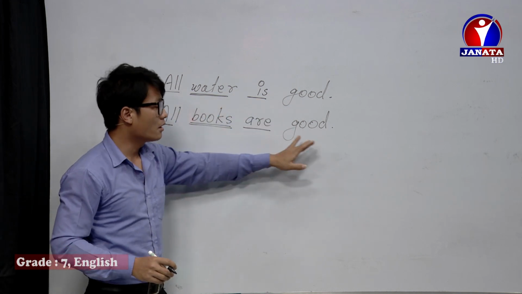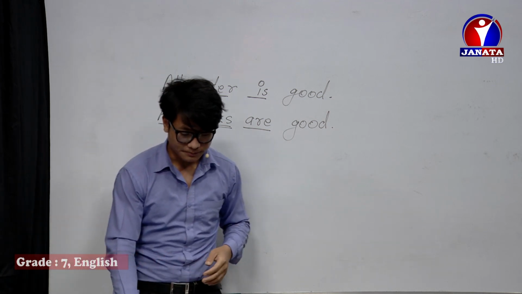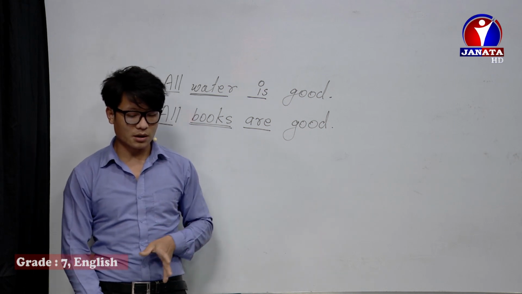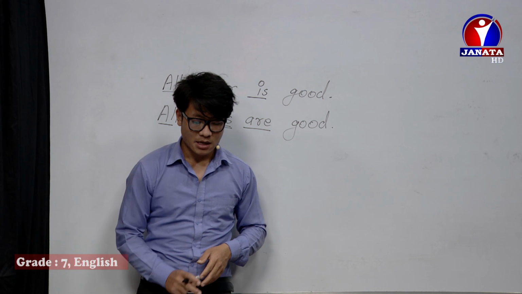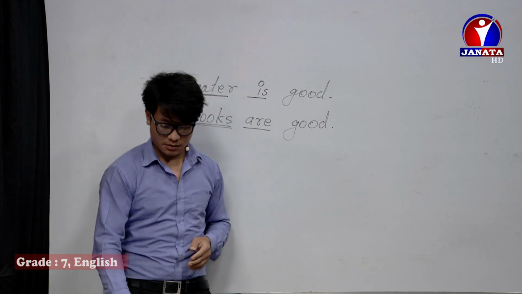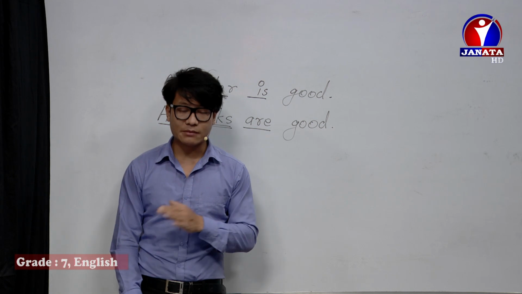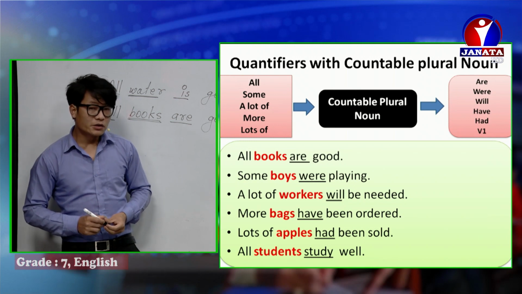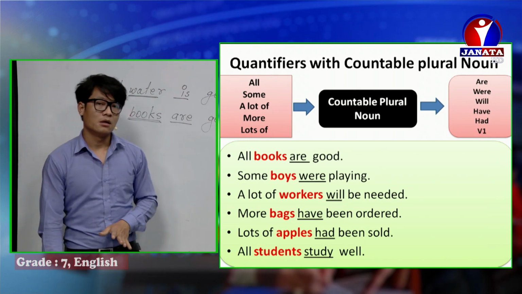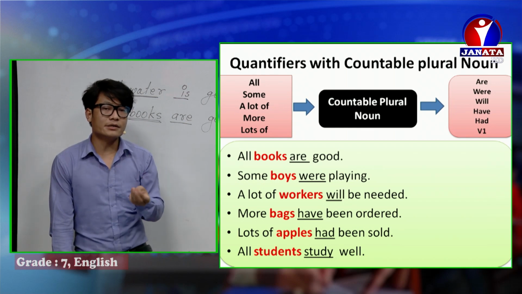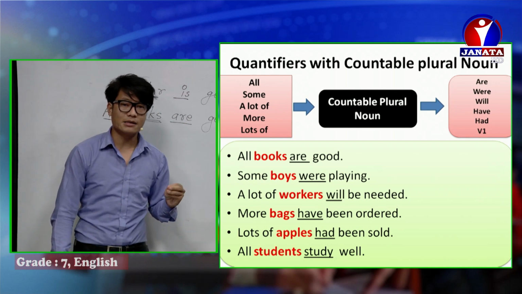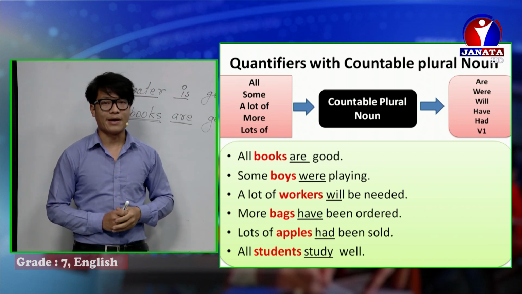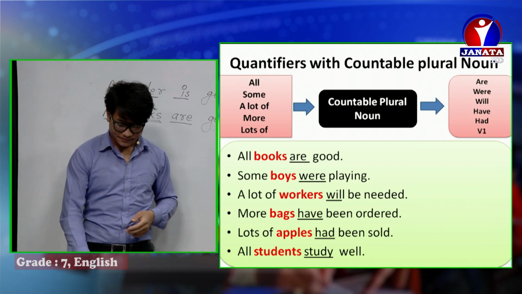Now let me show you more examples. Some boys were playing. A lot of workers will be needed. More bags have been ordered. Lots of apples had been sold, and all students study well. So I hope that you have learned how to use a verb if there is an uncountable noun after quantifiers, and if there is a countable plural noun after quantifiers. Now let's start another.